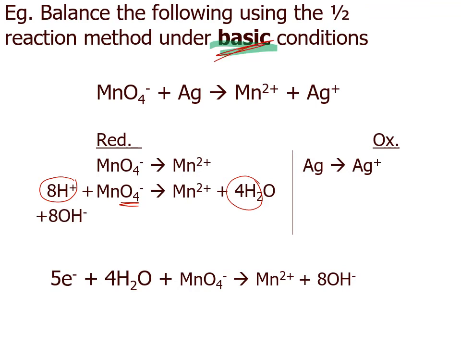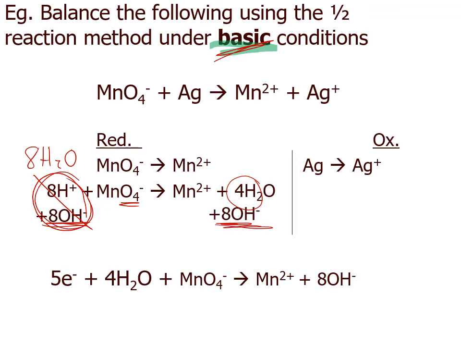So what we're going to do is add in 8 hydroxides, and these guys here are going to come together and give us 8 waters. But because we added 8 hydroxides on the left, we're going to have to do the same thing on the right, otherwise our atoms would not be balanced. So we're going to add 8 hydroxides on the left, which will neutralize the hydrogen ions, and we're going to add 8 hydroxides on the right.